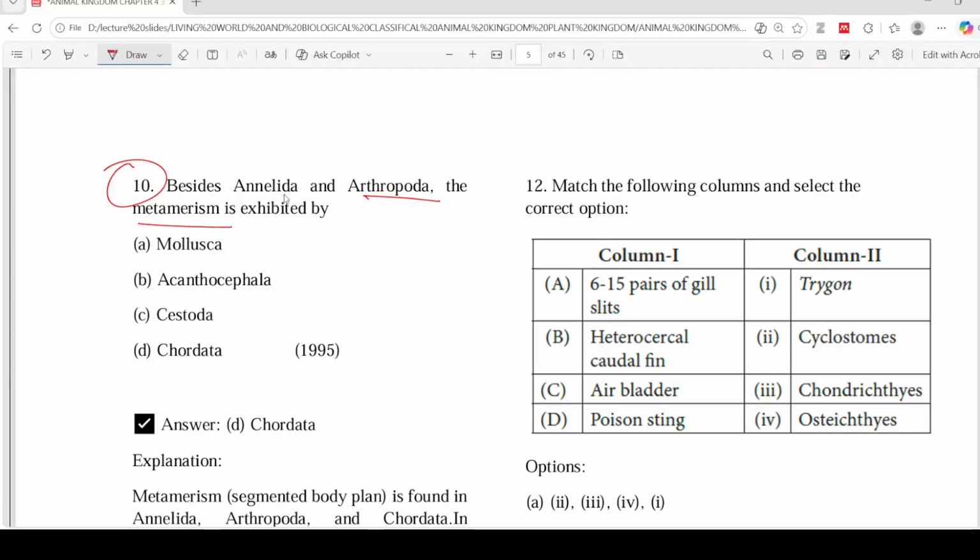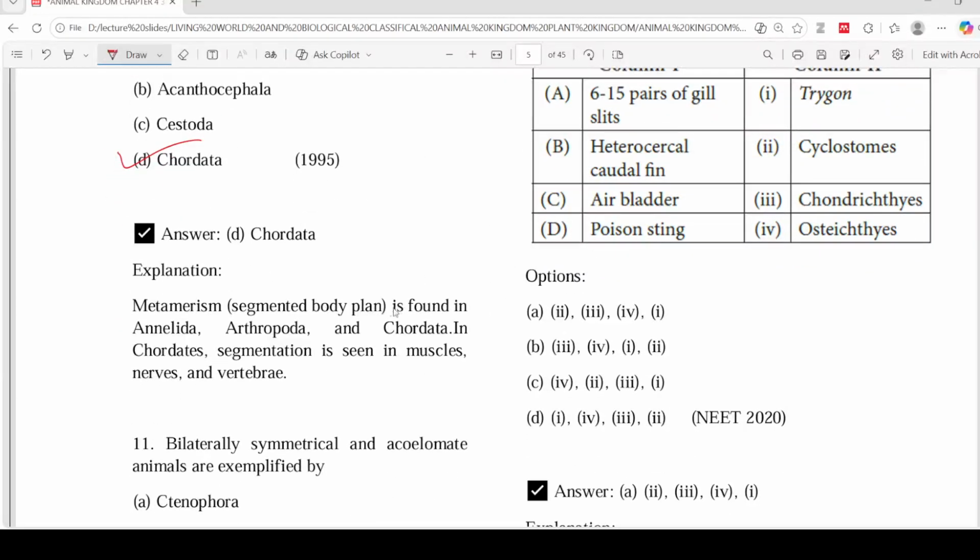So the next question: besides Annelida and Arthropoda, metamerism is exhibited by which group? Four options are given; read the four options. The answer is Chordata. So Chordata have metamerism. The correct explanation: metamerism, or body segmentation, is found in Annelida, Arthropoda and Chordata. In chordates, the segmentation is seen in muscles, nerves and vertebrae. So this is the correct explanation for this question.